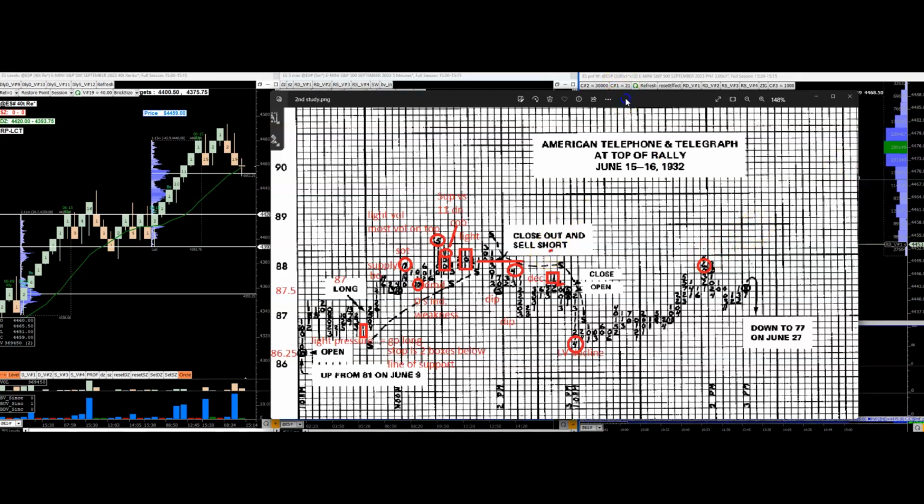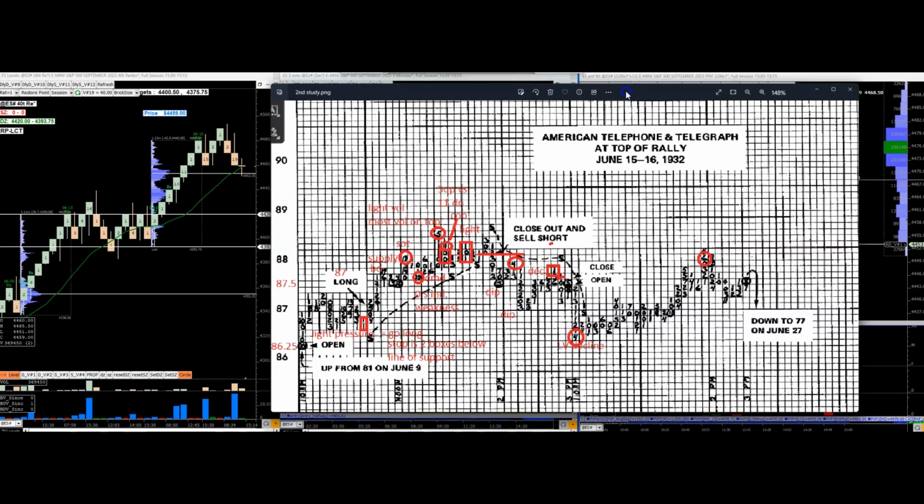Again, if you don't know what this is, it's basically a footprint chart where he has it on point and figure, where his volume on point and figure boxes. All right, that's all it is.